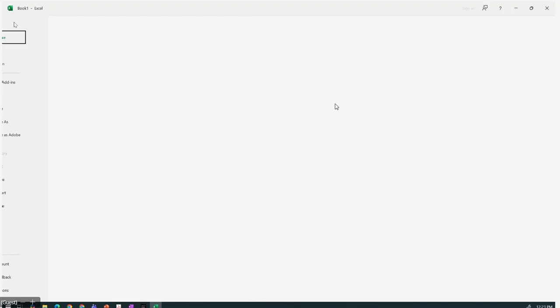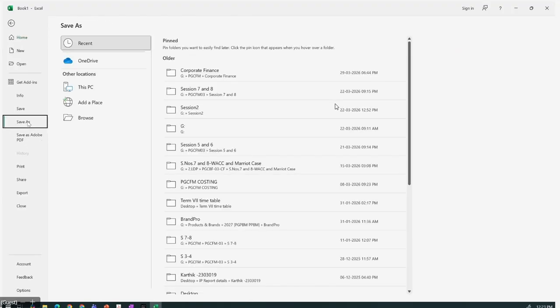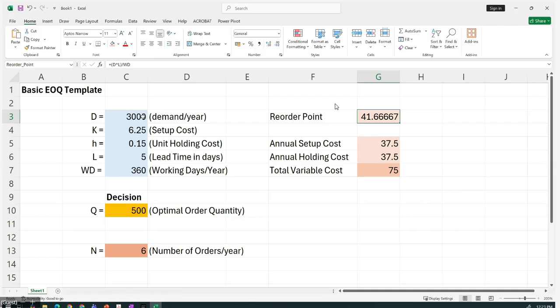So what you can do, file, save as, make a copy of the file, give a different name. I hope you all understand this, right? I think explanation is not required. What I am trying to tell you is have one Excel file for the basic EOQ model. We are going to build a template number 2. To save time, I'm going to reuse the first template, right?